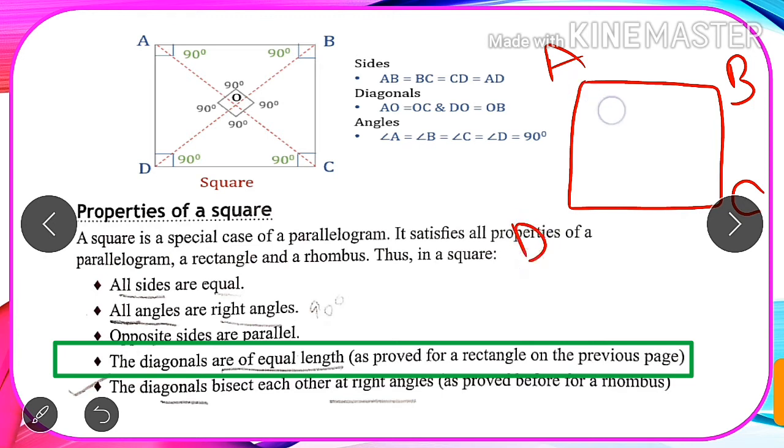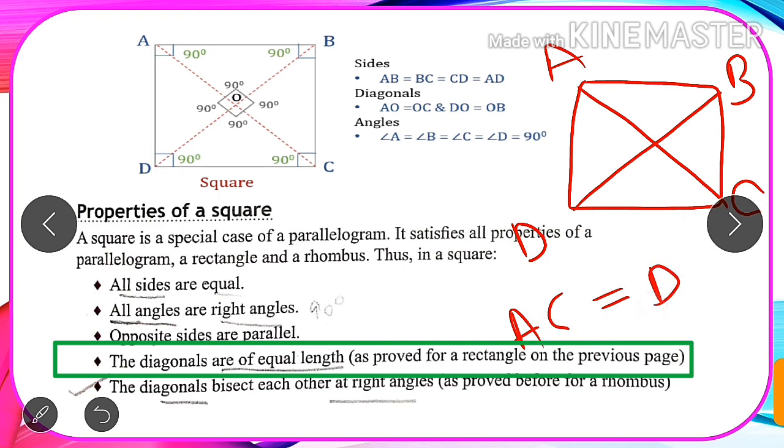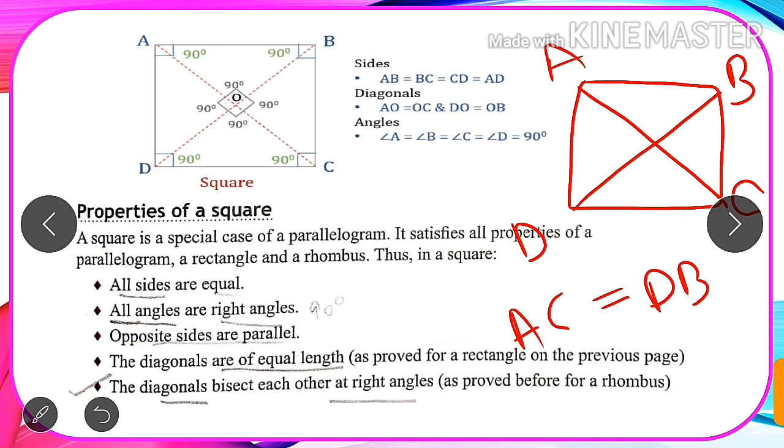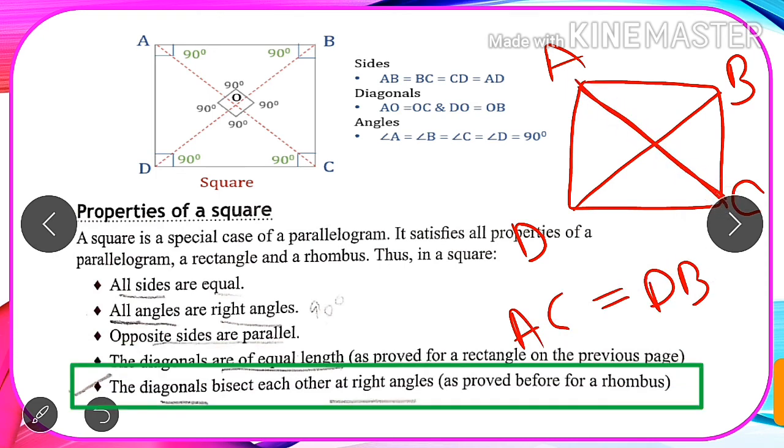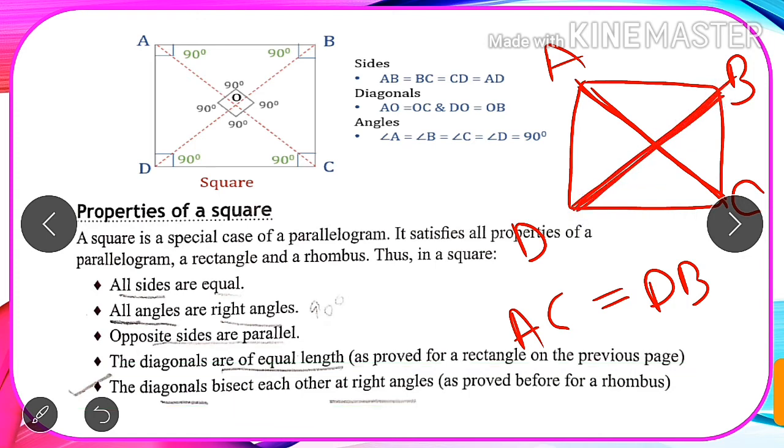Diagonal means if we join the opposite vertices, we will get AC as the diagonal, and another diagonal will be DB. So here the diagonal AC will be equal to DB. The important property of diagonals is, if we have already drawn the diagonal AC, now if we draw the diagonal BD, we will see that this diagonal will cut AC at 90 degrees, which means this diagonal will be perpendicular to this particular diagonal, means this one will be 90 degrees, this one will be 90 degrees.